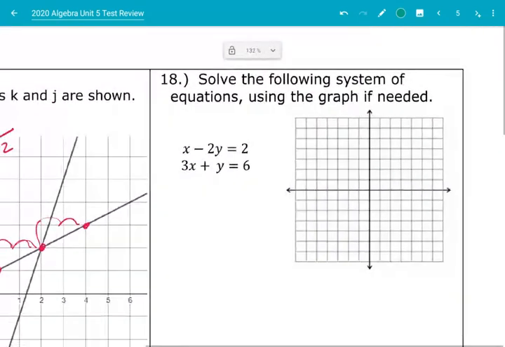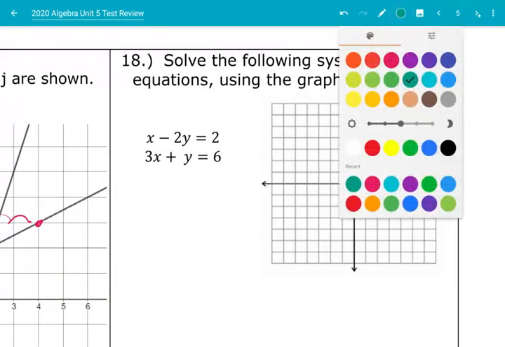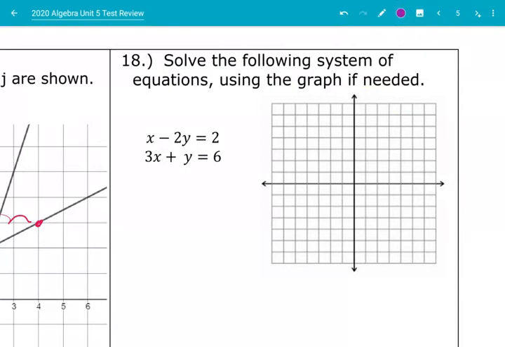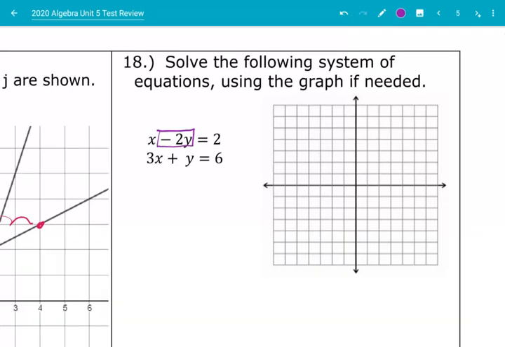Okay, solve the following system of equations using the graph if needed. Well, seeing as how that's the easiest way to do it, I think I will. So I'm going to set y equal to 0, which means that anything associated with y goes away, because anything times 0 is 0. So here we go, x equals 2. That gives me the x-intercept, also known as the xint. It's right there at 2, 0. The xint, as real mathematicians say.